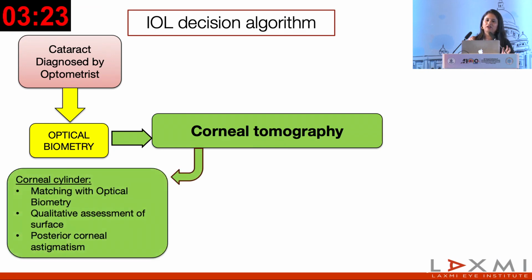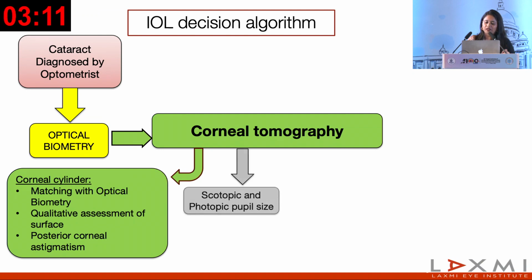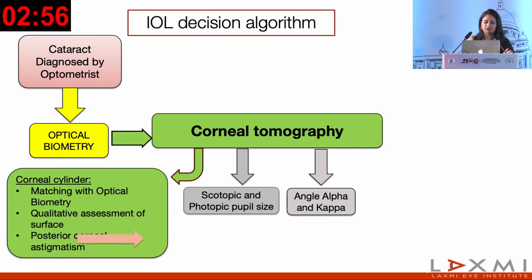First, it will tell me if the corneal cylinder is matching with the optical biometry. It will tell me whether it is regular, whether it has any uneven or irregular steepenings present. It gives me a clue about the posterior corneal astigmatism as well. The next very important measure, that is the pupil size, we can get even from another machine, but this could give you an understanding of which lens you would deviate towards for that patient. An assessment of the angle kappa as well as angle alpha is given by the tomographer.